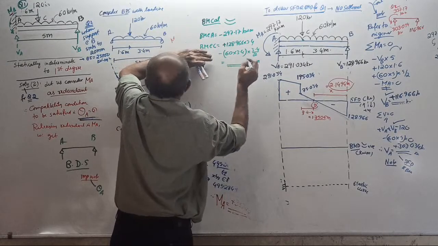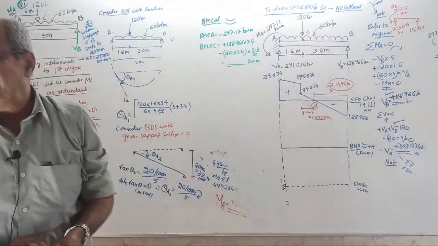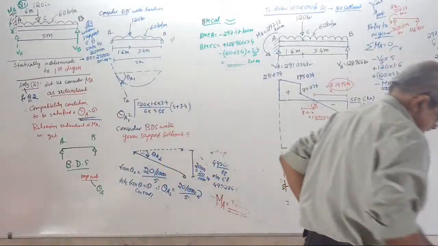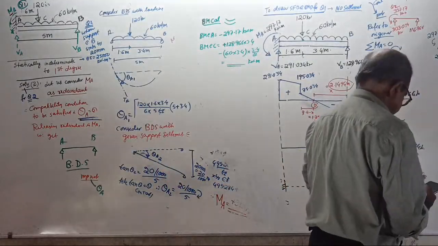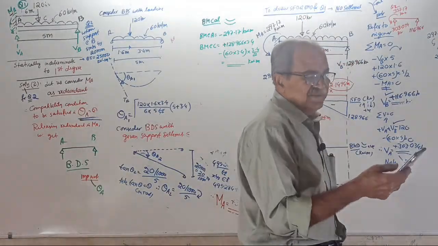in kilonewton meter. Tell the answer. That will give you bending moment at C in kilonewton meter. How much answer? BM at C. Fast answer. BM at C.